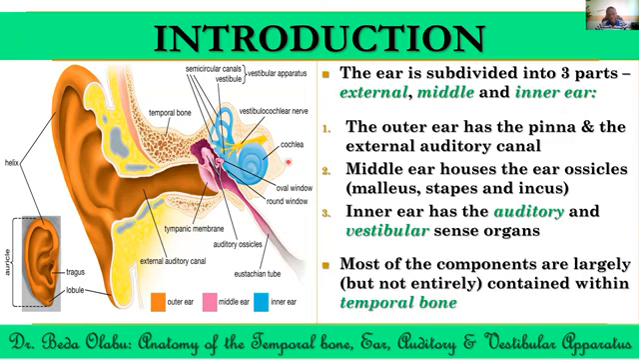Most of the components of the ear are largely, not necessarily entirely, but largely contained within the temporal bone. Of course, as you can see here, the pinna is not within the temporal bone, and some part of the external auditory canal is also not part of the temporal bone. But the rest of the ear is largely within the temporal bone. It is for that reason, therefore, that we need to understand the topographic anatomy of the temporal bone.